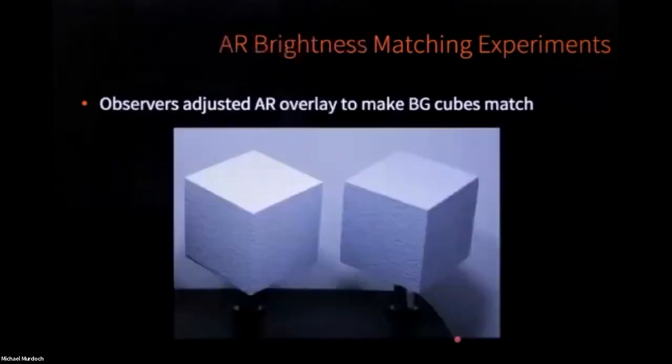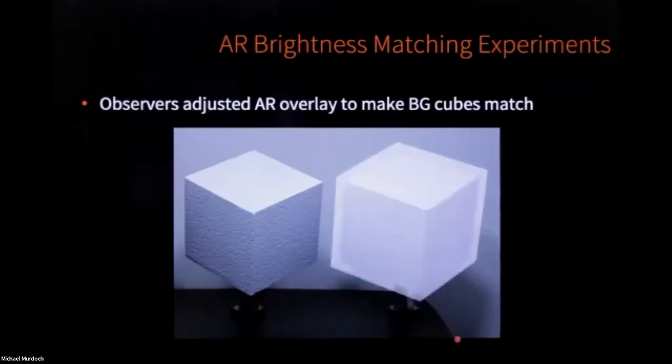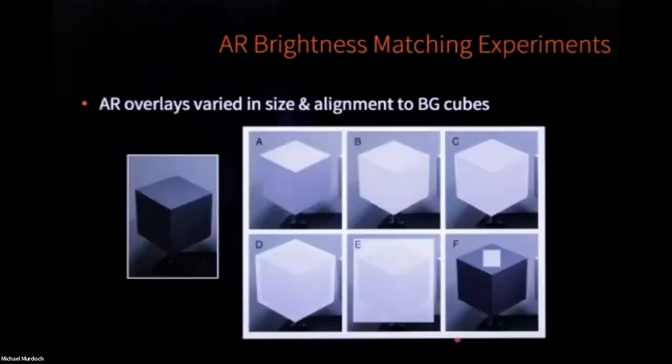Another experiment we did had 3D objects in the background, in this case, cubes made of styrofoam and painted gray. And we were looking at lightness. It's actually really complicated to measure all 3 dimensions of color. So we simplified things to just look at lightness and thought, well, what happens if you add white in the AR overlay or some shade of gray to make that cube look brighter? And we did this in a bunch of configurations.